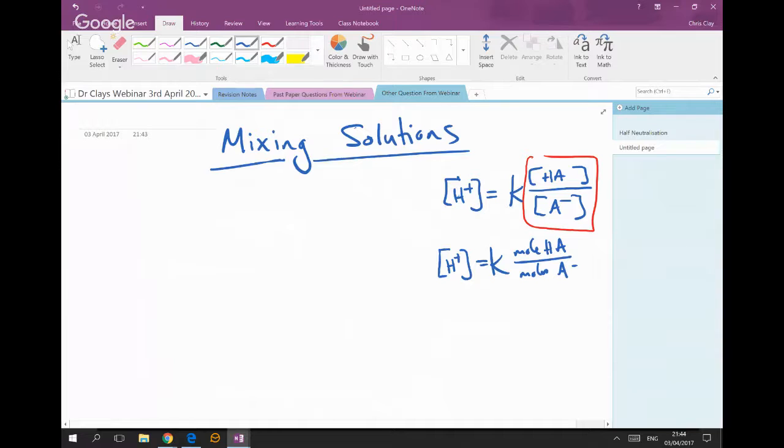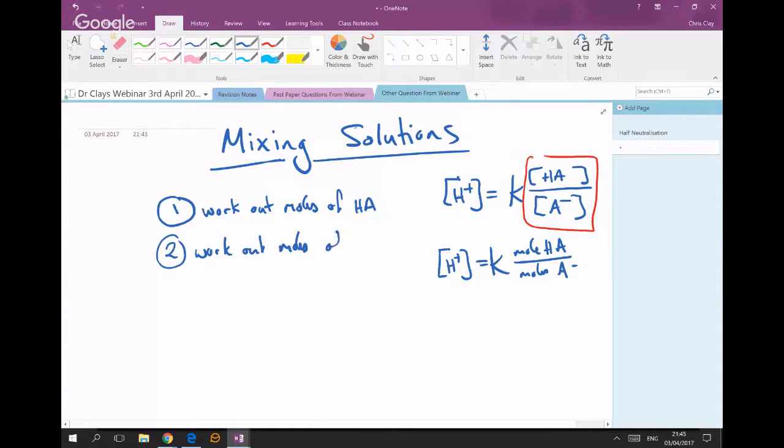Now, the next process that we have to do is to see what happens when we mix solutions. And there are some simple steps which we can always follow. So if we're mixing things, the first thing to do is to work out the moles of acid. The second step is to work out the moles of base or alkali, which I'm going to call OH minus. The third step is to work out what is in excess.